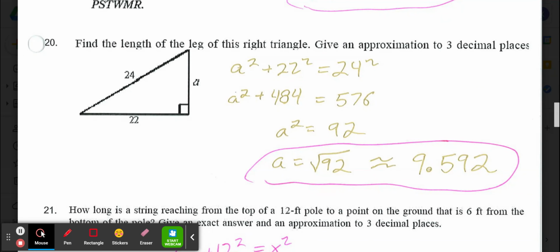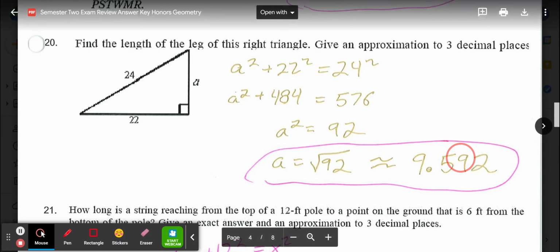Finding the length of the leg of the right triangle, approximate to 3 decimal places. So using Pythagorean theorem, we know leg 1 squared plus leg 2 squared equals hypotenuse squared, or a squared plus b squared equals c squared. So a squared plus 22 squared equals 24 squared. Subtract the 484 from 576. A squared is 92, so a is the square root of 92, or approximately 9.592.